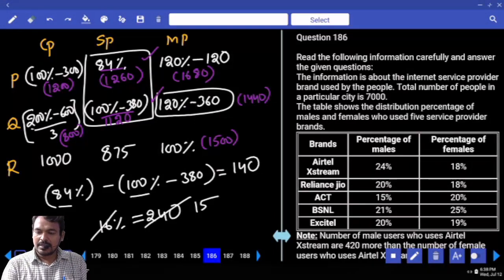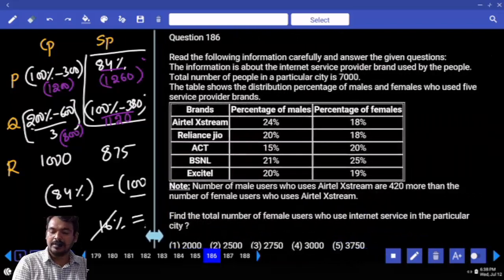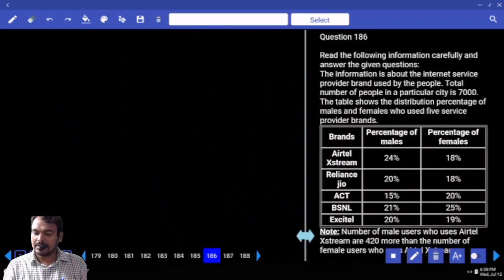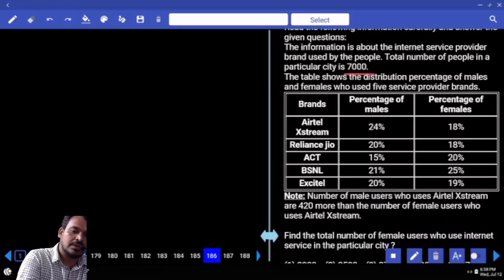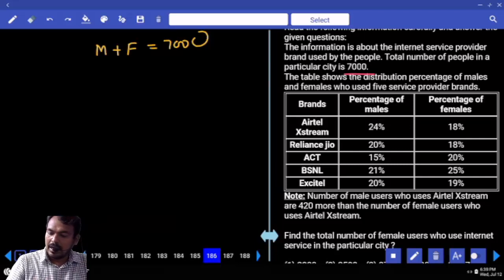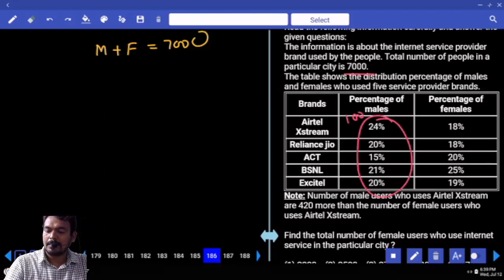The table gives information about the internet service provider brands used by the people. Total number of people in the particular city is given as how much? 7,000. The table shows the distribution of percentage of males and females using 5 service provider brands. Total is 7,000, that is male plus female. All the males add up to 100%, all the females add up to 100%.